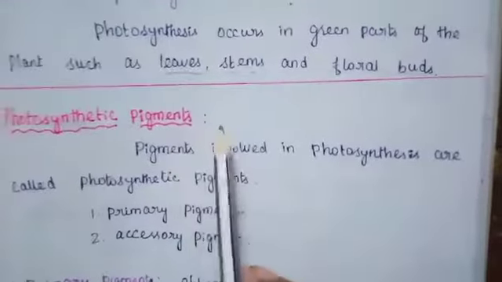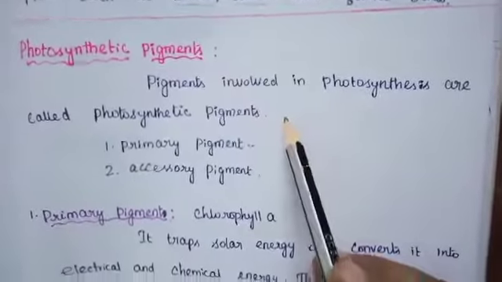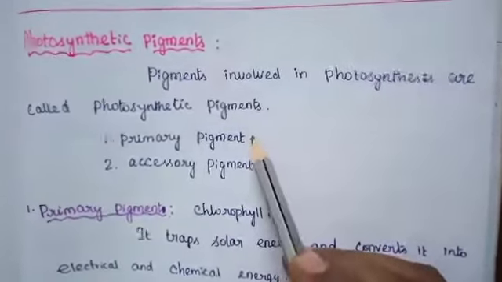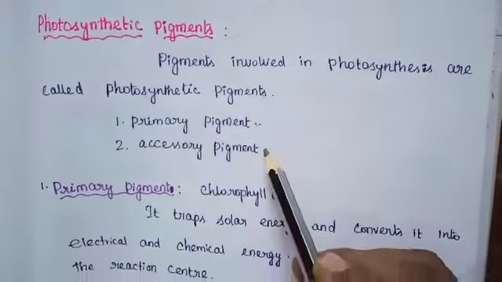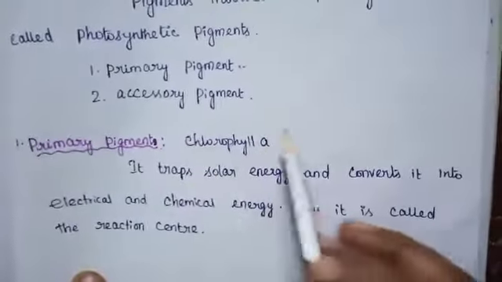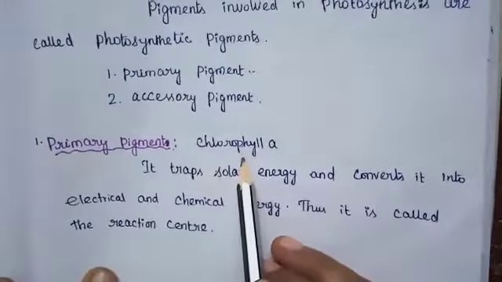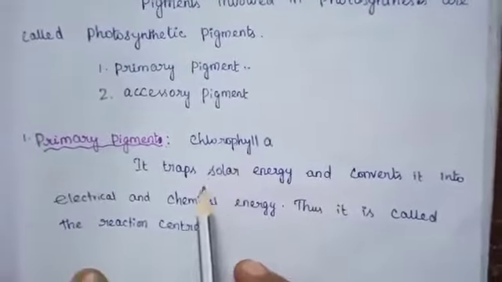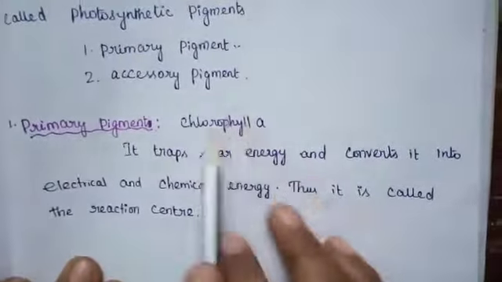Photosynthetic pigments. The pigments involved in photosynthesis are called photosynthetic pigments. These are the two types of pigments, primary pigments and accessory pigments. First one, primary pigments. Chlorophyll A is the primary pigment. What is the function of the primary pigment? It traps the solar energy and converts it into electrical and chemical energy. Thus it is called the reaction center.